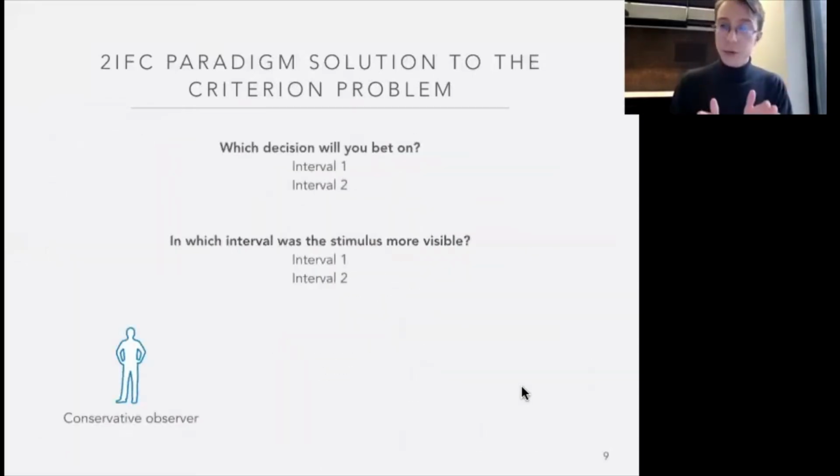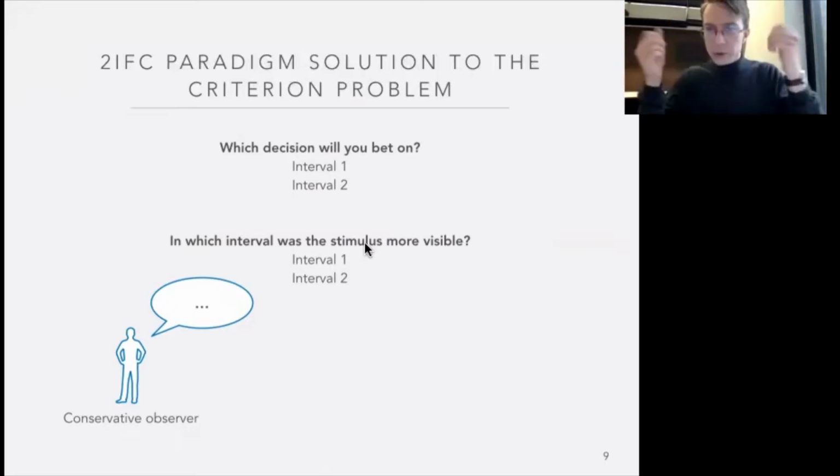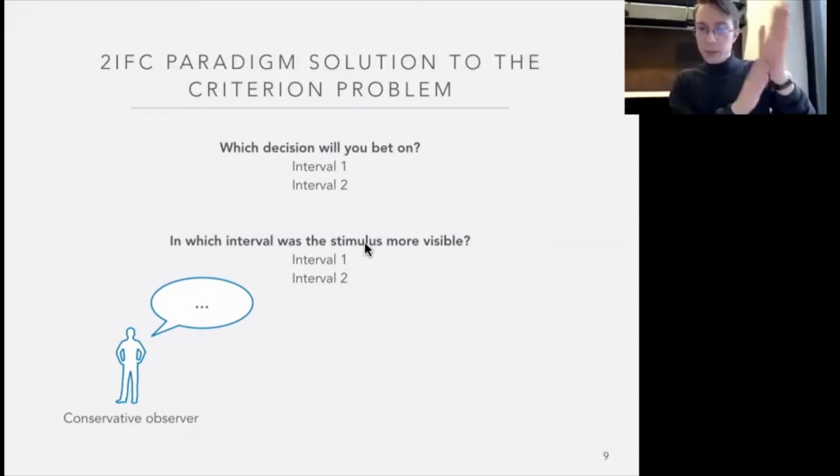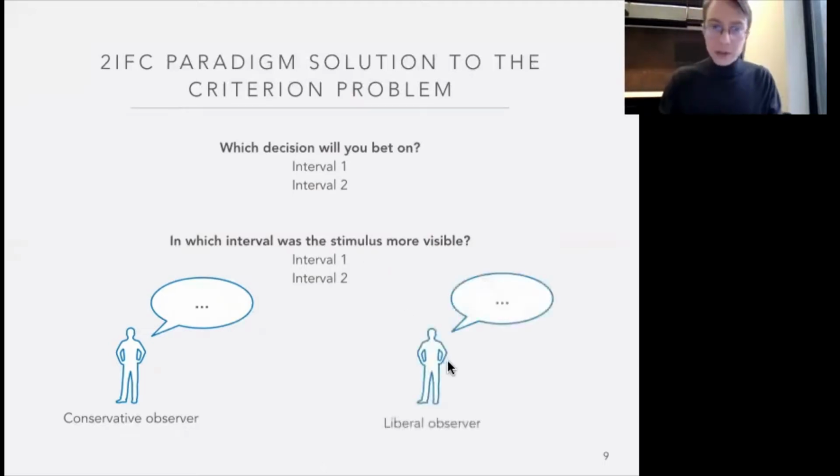Now, here's how it solves the criterion problem. Let's imagine that you're a conservative observer. What would your conservative criterion lead you to answer? Well, nothing in particular, because there's no reason to think that your conservative bias should lead you to prefer somehow answering first interval versus second interval. Okay? Here, we are not asking you whether you saw the stimulus or not. We're asking you in which of those two intervals the stimulus was more visible. It's a comparative question. So your bias doesn't apply here. So that's how we can solve the criterion problem, by using these tasks that are bias-free.